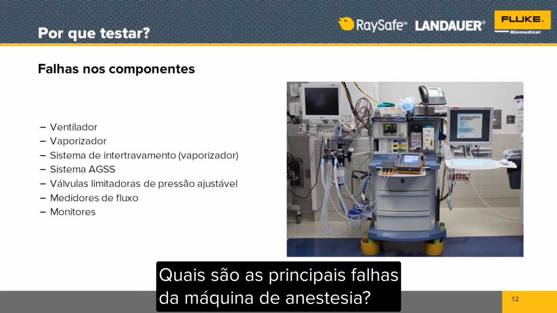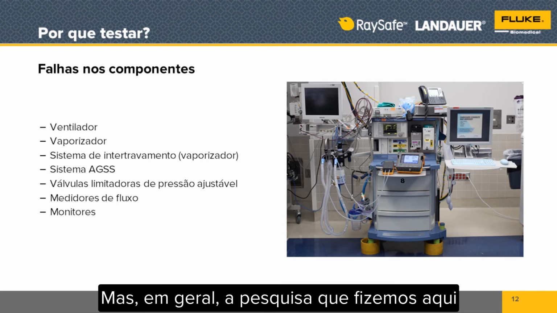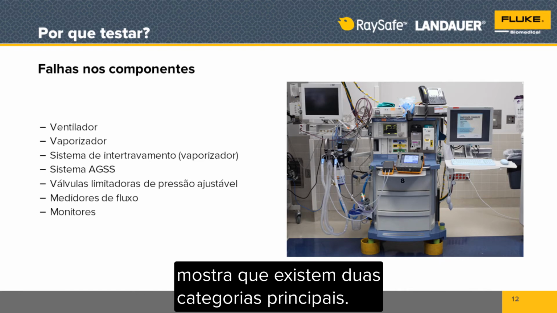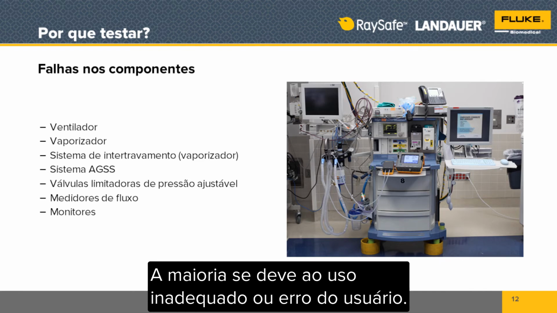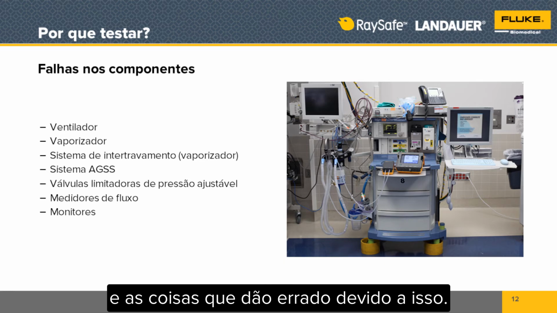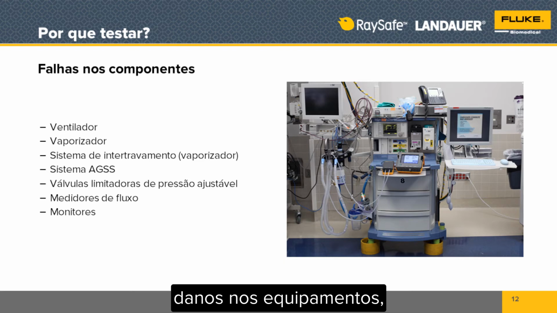The question was, what are the top anesthesia machine failures? There are a lot of sources out there that say different things, but in general, our research here at Fluke Biomedical shows that there are two main categories. Most of them fall into misuse or user error. Unfortunately, we can't prevent human interaction and the things that go wrong with that. This is about 3 times more common than equipment failure, which is the second category.